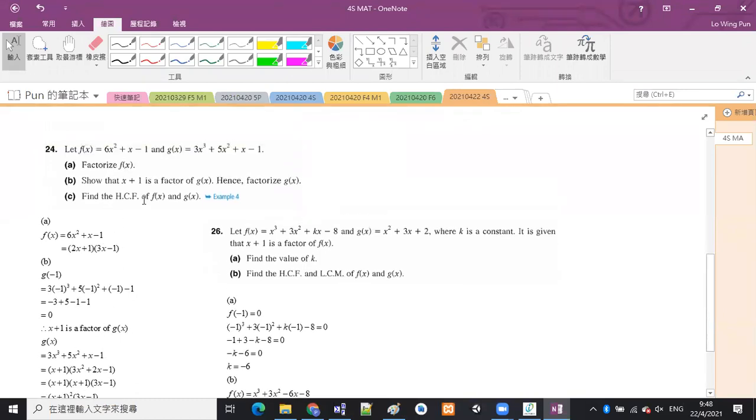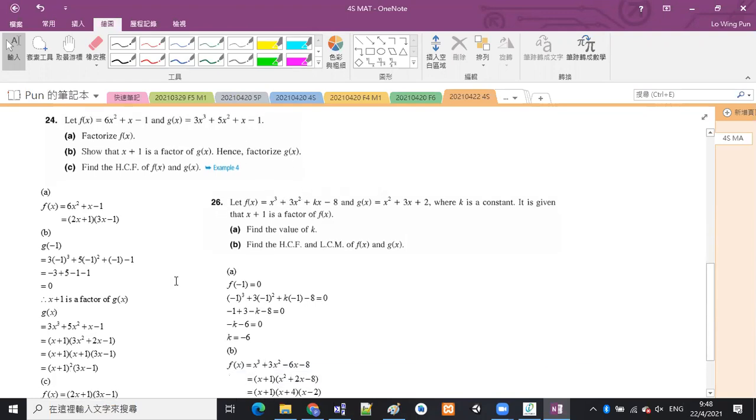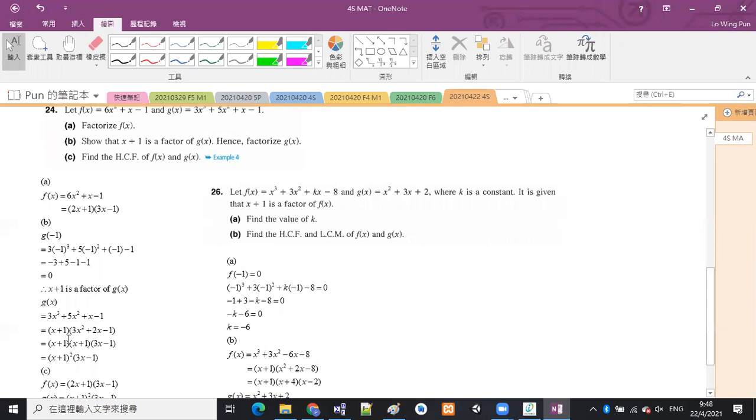And part B asks you to show that x + 1 is a factor of g(x). So you need to calculate g(-1), show that it is equal to 0, and conclude that x + 1 is a factor of g(x). And then hence factorize g(x). So you have the first factor, then you may use long division to find the remaining factor, okay?